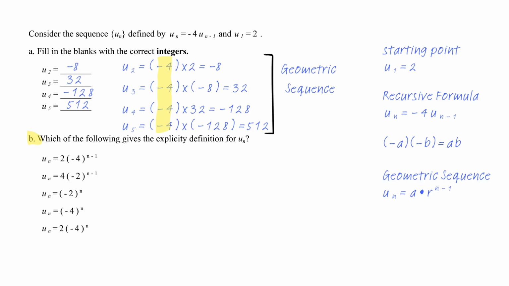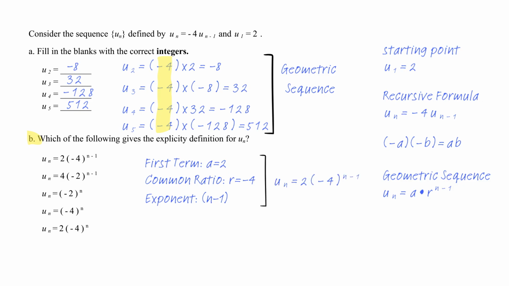Let's break down the formula. Our first term, a, is 2. The common ratio, r, which is the number you multiply by, is -4. n minus 1 is the exponent. Putting the first term, common ratio, and the exponent together, we get U sub n equals 2 times -4 to the power of n minus 1. This matches the first option.